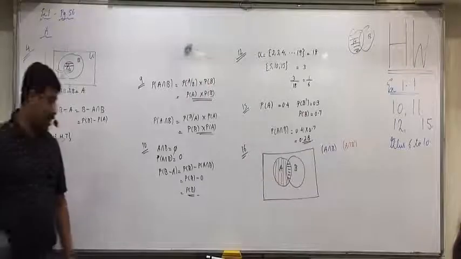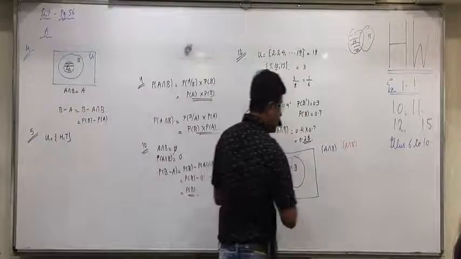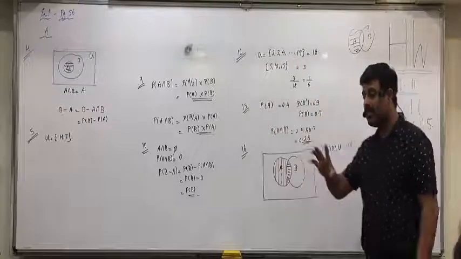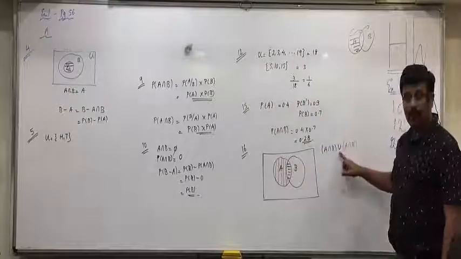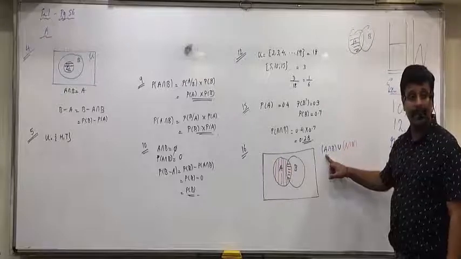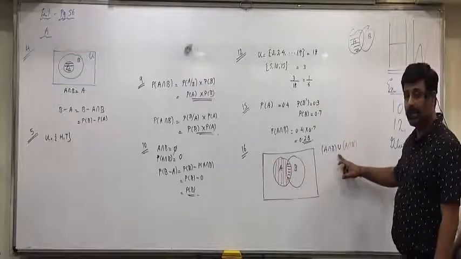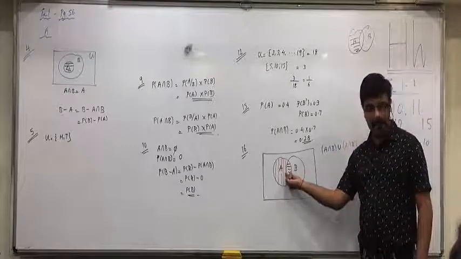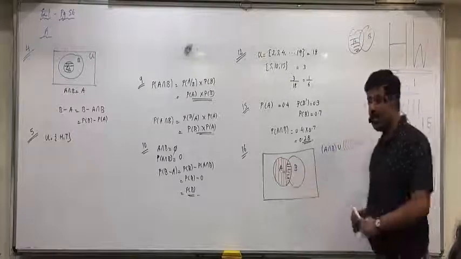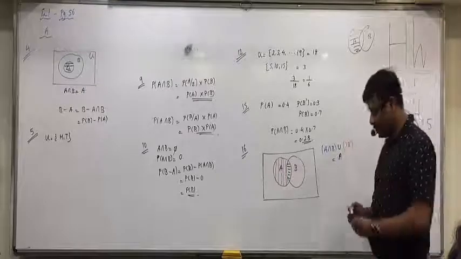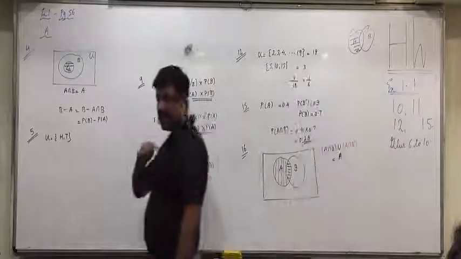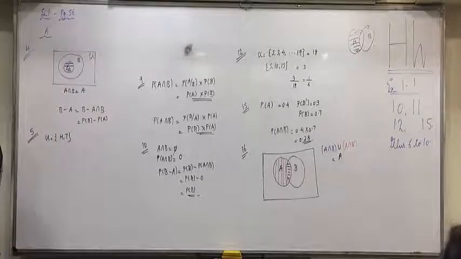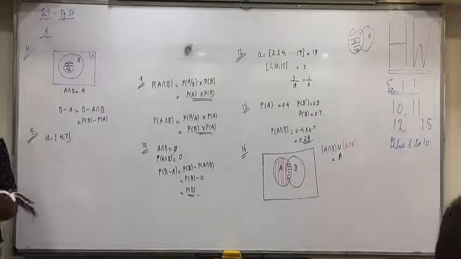A intersection B union A intersection B naught means all the outcomes of A intersection B plus all the outcomes of A intersection B naught. Is it equal to A itself or not? Make this diagram to understand, otherwise you will not be able to follow. Answer is C. Did you understand this or not, everyone?